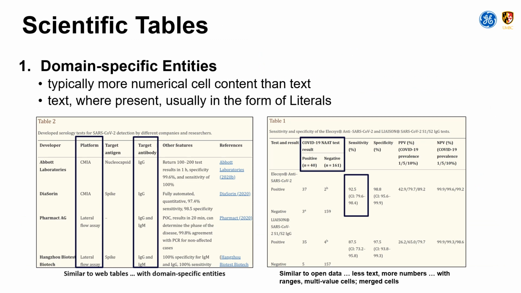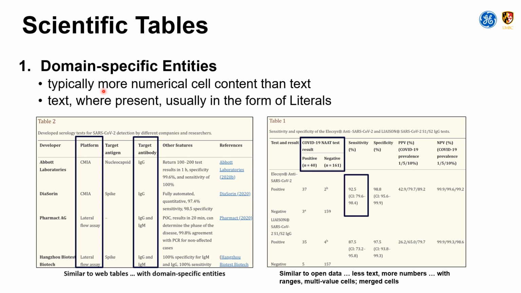And secondly, are scientific tables any different as compared to traditional web tables or open data sets? So our take here is that scientific tables, especially those found in documents, are in fact unlike any traditional tabular data that you'll encounter in benchmark datasets. They have this unique combination of characteristics that bring with it new challenges and opportunities. First among those are domain-specific entities.